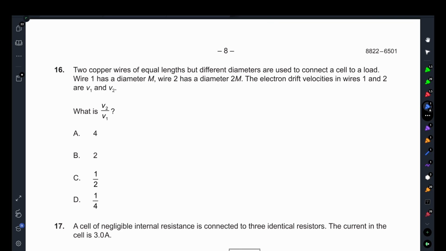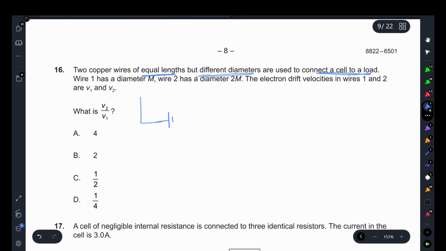Question number 16, this is where we start moving into drift velocities in currents. We have two copper wires of equal lengths but different diameters, and they're used to connect a cell to a load. So if we were to draw this out, we get a battery here, and your first wire here, and your second wire here.